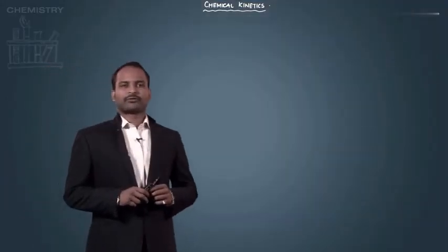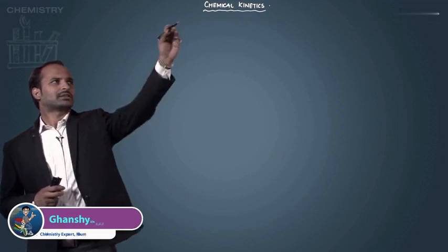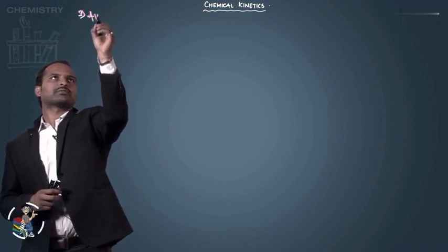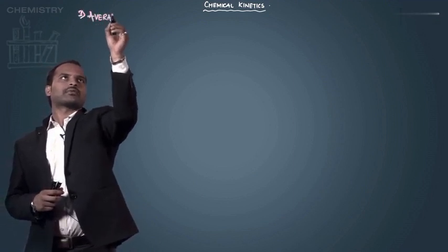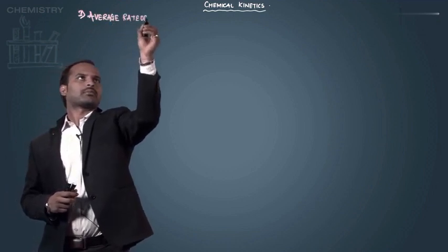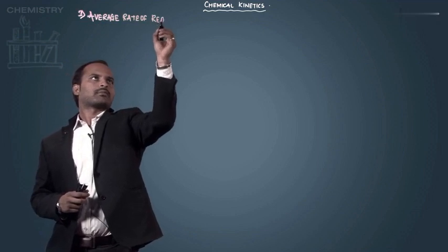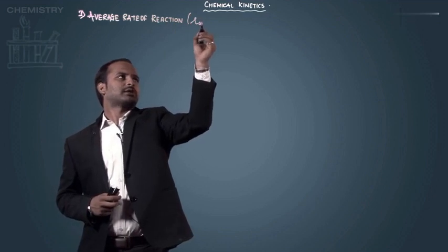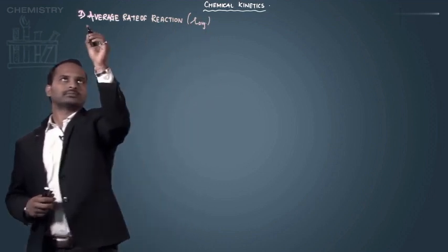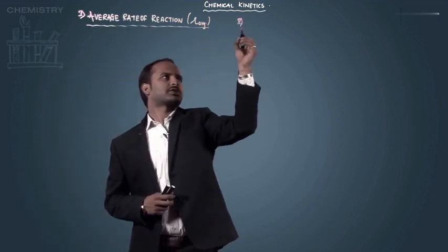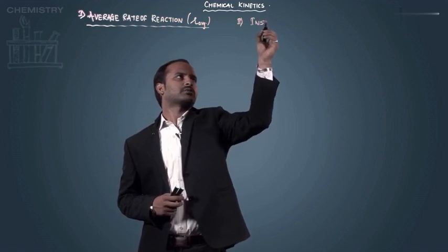Okay, now we did the formula for the rate of reaction. Now the next is the different way of expressing the rate of reaction. We have two different methods for expressing the rate of reaction. The one is called average rate of reaction. The rate of reaction is generally represented by a small letter r and then average. And the second method to express the rate of reaction is instantaneous rate of reaction.